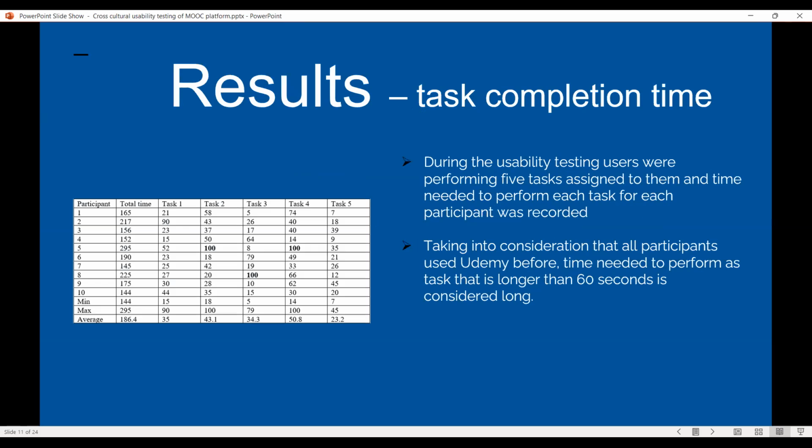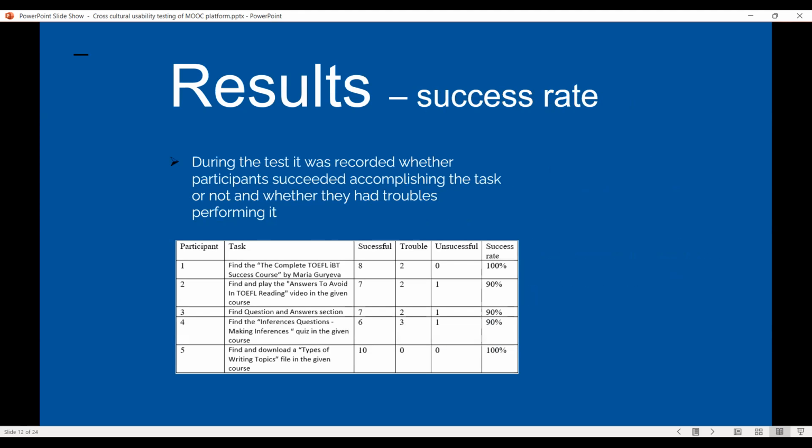Here on this slide, we can see the task completion time for each participant and for each task, and taking into consideration that all participants used Udemy before, a task taking longer than 60 seconds is considered long. On this slide, we can see the success rate. Most of the participants were successful in the given tasks, with some of them having trouble and some of them performing unsuccessfully.